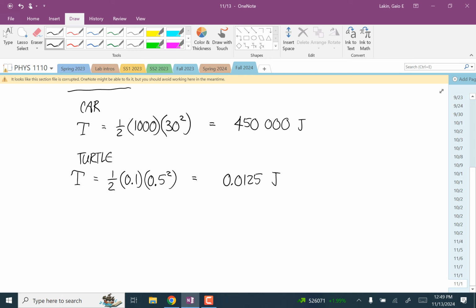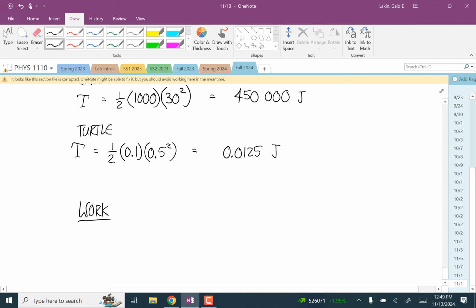So the next thing that we have to define is work. And the most important thing to remember about work is kinetic energy is an amount of energy that an object has at an instant. Work is a change in energy. So they're a little bit different in that way. Kinetic energy was an amount of energy at a single instant.